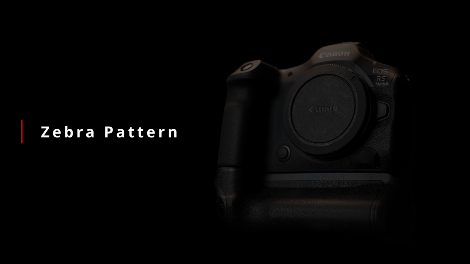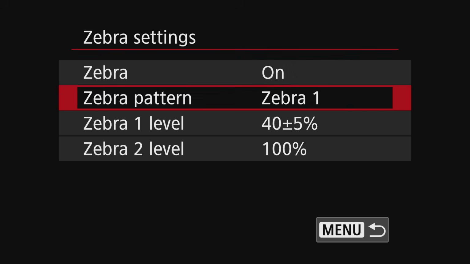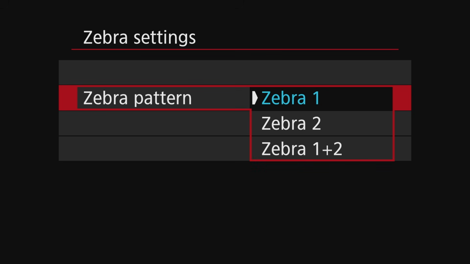Now, the second entry in the zebra settings menu controls which zebra pattern is shown. There are 3 options: Zebra 1, Zebra 2, and Zebra 1 Plus 2. Zebra 1 is Canon's name for their zebra-based exposure guide. It allows you to set a brightness level, and the camera highlights areas where the brightness of the image falls within the range of the level that you set.